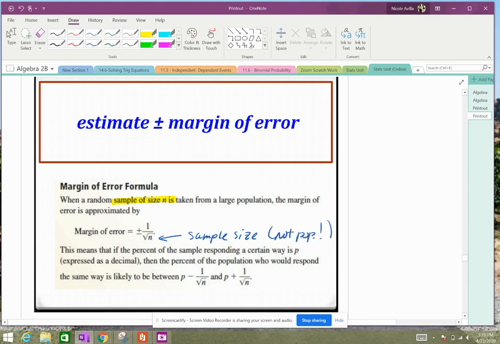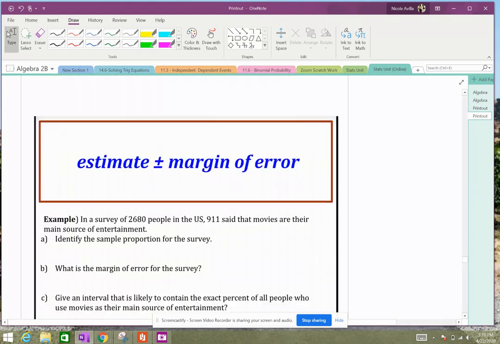This means that if the percent of the sample responding a certain way is p, expressed as a decimal, so like 50% would be 0.5, then the percent of the population who would respond the same way is likely to be between our sample minus and plus that margin of error formula, that 1 over the square root of n. So let's see how this works.